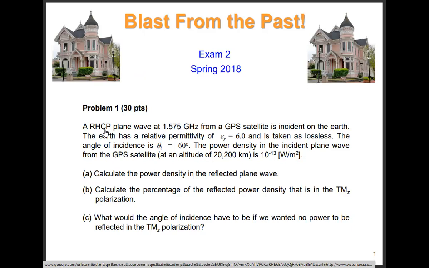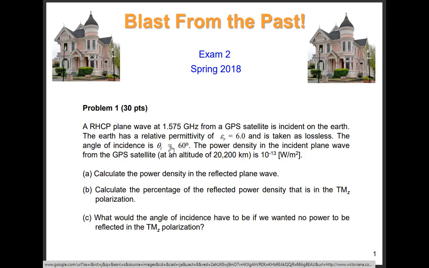A right-handed circularly polarized plane wave at 1.575 gigahertz from a GPS satellite is incident on the Earth. Now, that's the actual frequency, called the L1 band of a GPS satellite. The different bands, that's the most common band, L1 band. The Earth has a relative permittivity of epsilon equals 6, typical soil, and is taken as lossless, probably for the purposes of reflection coefficient. You don't have to worry too much about the loss of soil. Ocean water, that might be different, okay? But soil, probably if you take it as lossless.